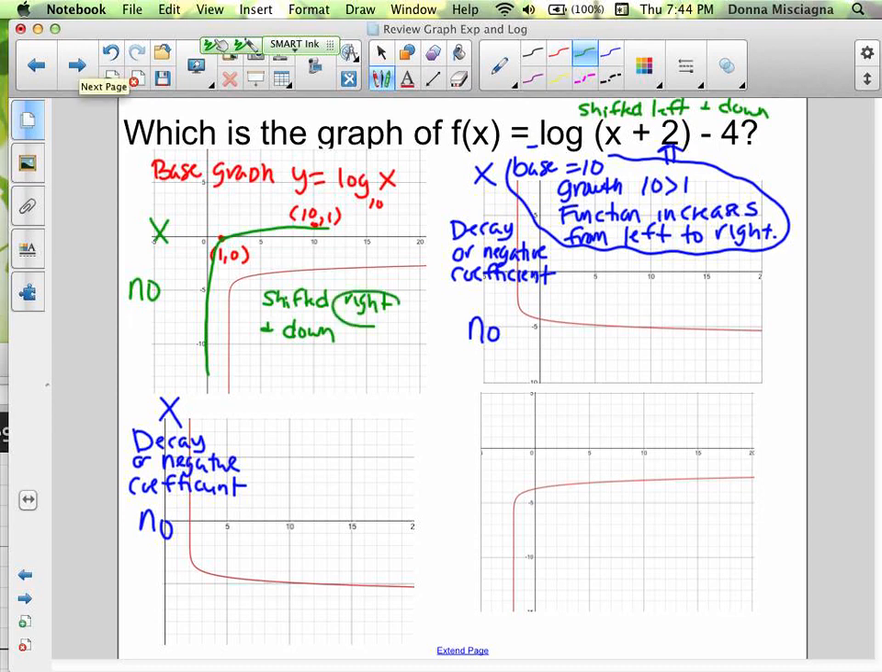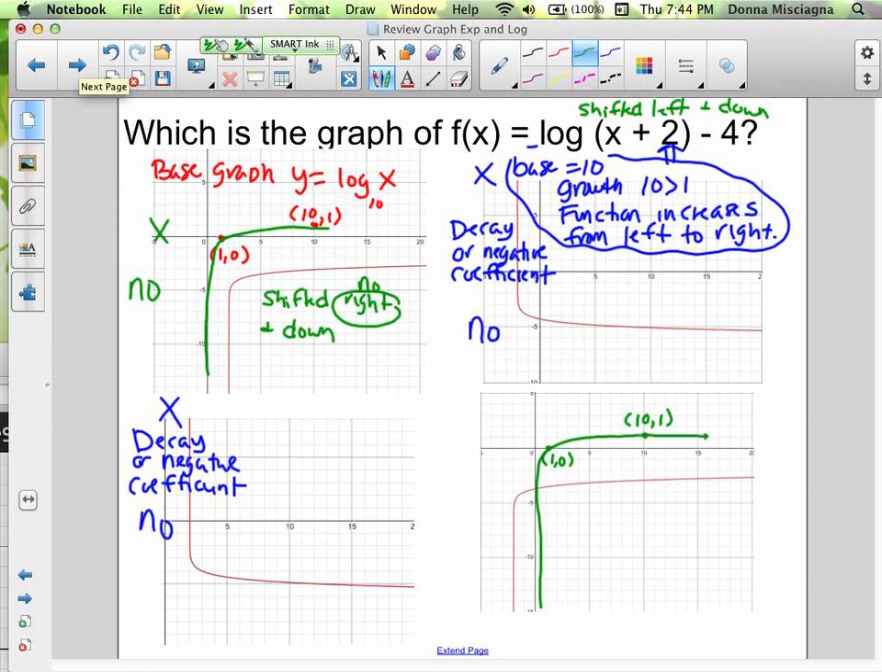So this is wrong. It's supposed to be shifted left. Let's see this one. This one is right. All right, so our base graph would go through the point (1, 0), because 10 to the 0 power is 1, and (10, 1), because 10 to the first power is 10. So there's the base graph.